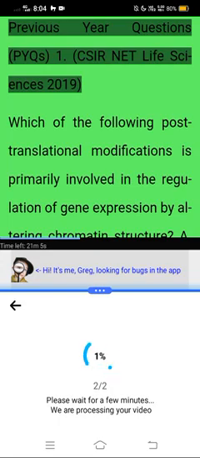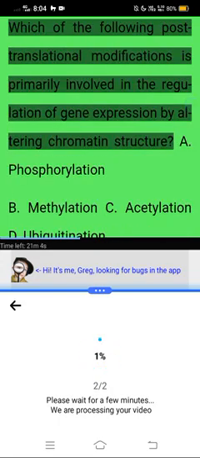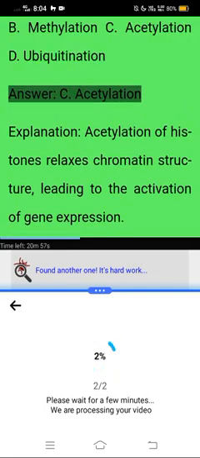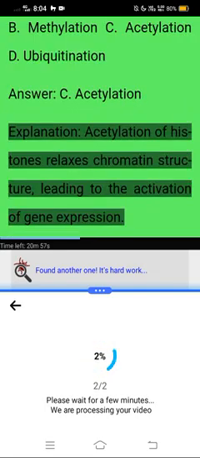1. CSIR-NET Life Sciences 2019. Which of the following post-translational modifications is primarily involved in the regulation of gene expression by altering chromatin structure? A. Phosphorylation. B. Methylation. C. Acetylation. D. Ubiquitination. Answer: C. Acetylation. Explanation: Acetylation of histones relaxes chromatin structure, leading to the activation of gene expression.